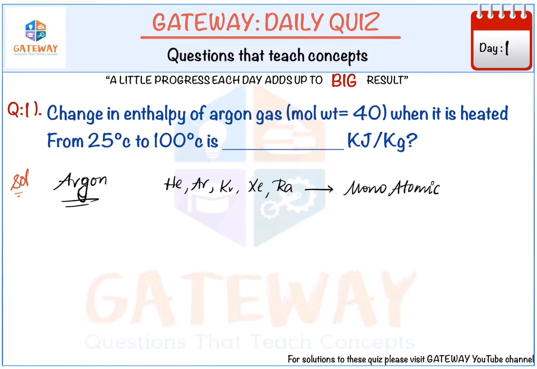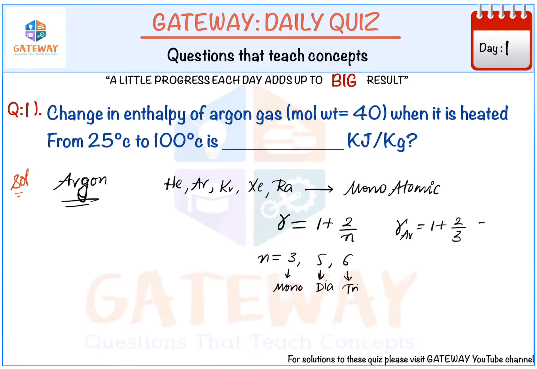Then what is the value of the adiabatic index for monoatomic gases? That can be found by gamma is equal to 1 plus 2 by n. You remember this, where n is equal to 3, 5, 6: 3 for mono, 5 for diatomic, and 6 for triatomic. So for monoatomic gases like argon, gamma is equal to 1 plus 2 by 3, that is equal to 5 by 3.